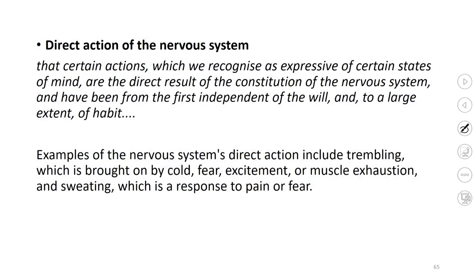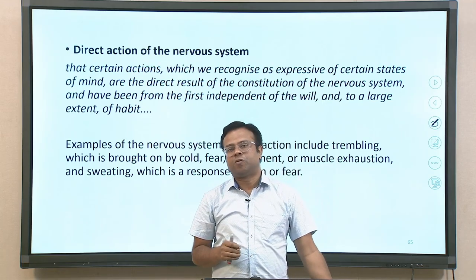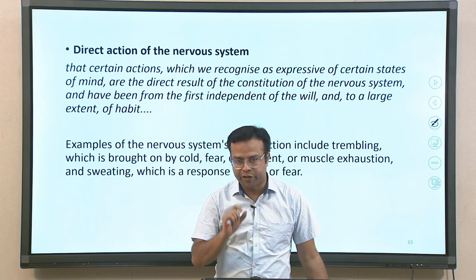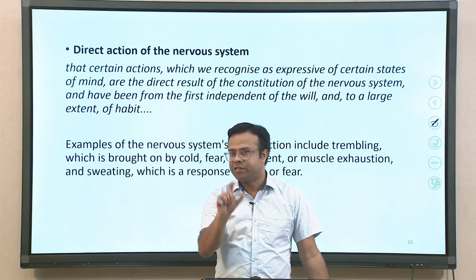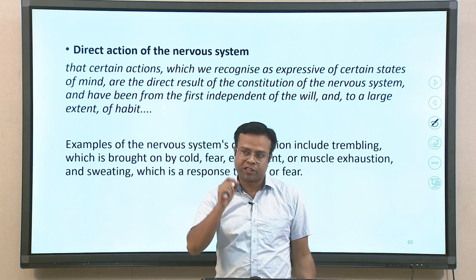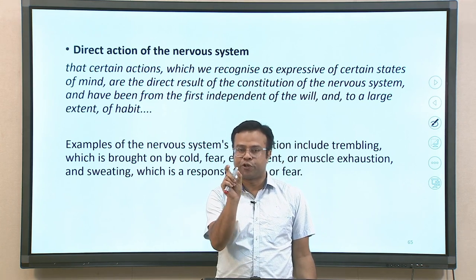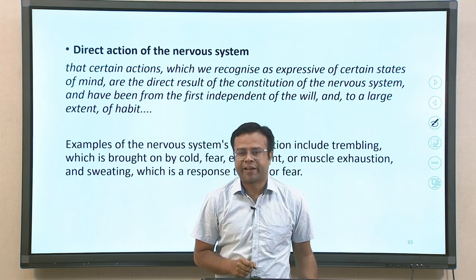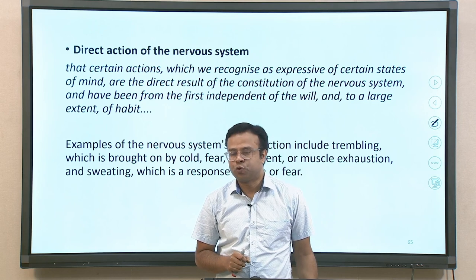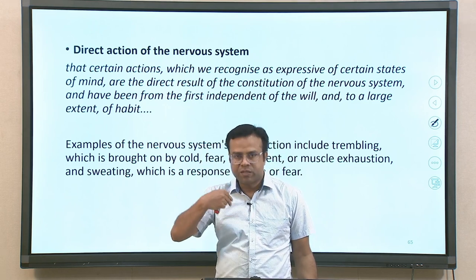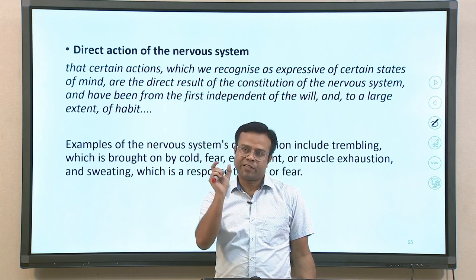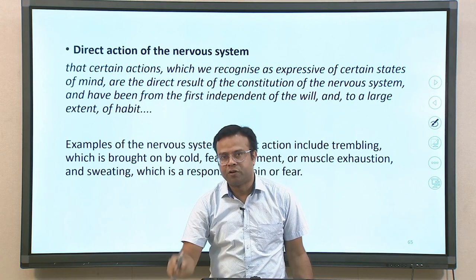The third principle is the direct action of the nervous system. It takes note of the role of the nervous system in the expression of emotions. It says that certain actions which we recognize as expressive of certain states are the direct result of the constitution of the nervous system. For example, the nervous system's direct action includes trembling, which is brought on by cold, fear, excitement or muscle exhaustion, and sweating in response to fear or pain. Whenever we experience certain emotions, the nervous system also plays a role. We experience certain bodily symptoms like trembling and sweating, which are basically direct actions of the nervous system.